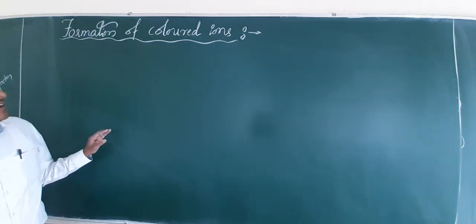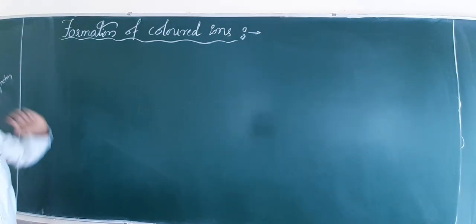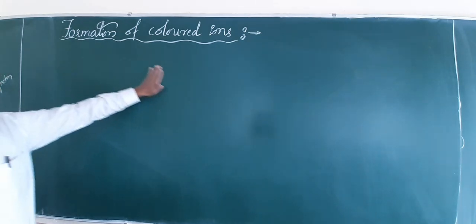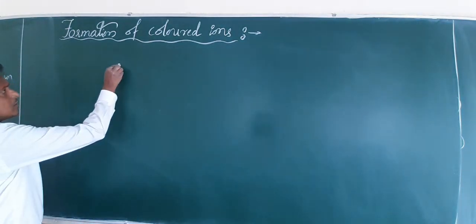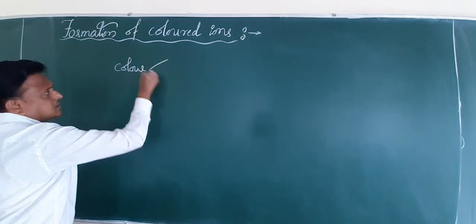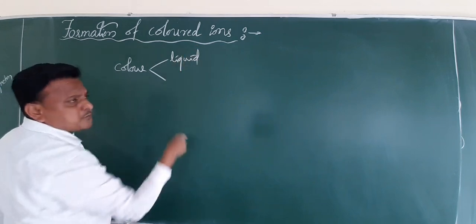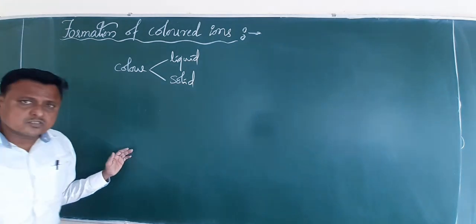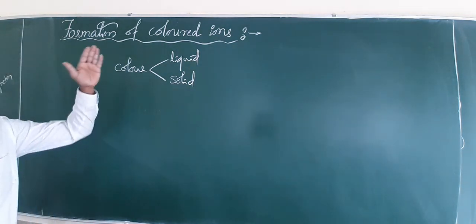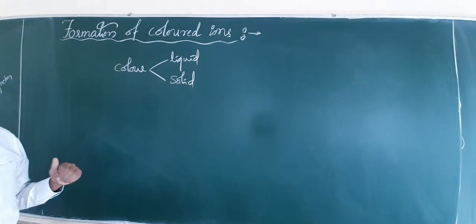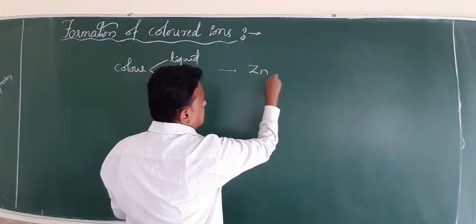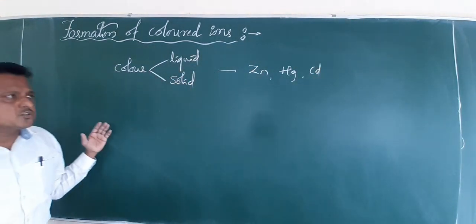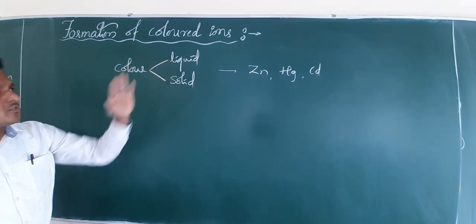Welcome to everyone. Today we move on to the next part of D block elements, the formation of colored ions. Dear friends, keep in your mind that transition metals are always colored either in liquid, meaning aqueous form, or in a solid form, except some metals like zinc, mercury and cadmium. They show a maximum variation of colors.